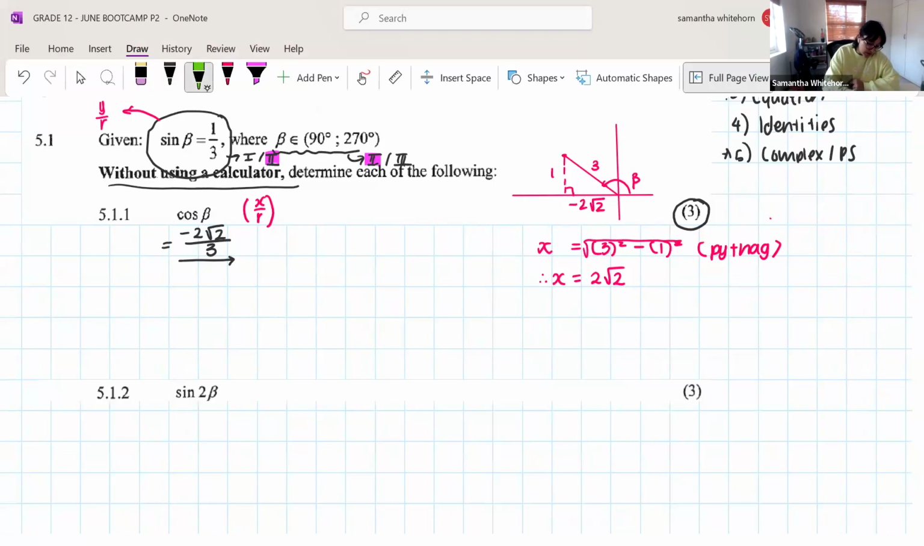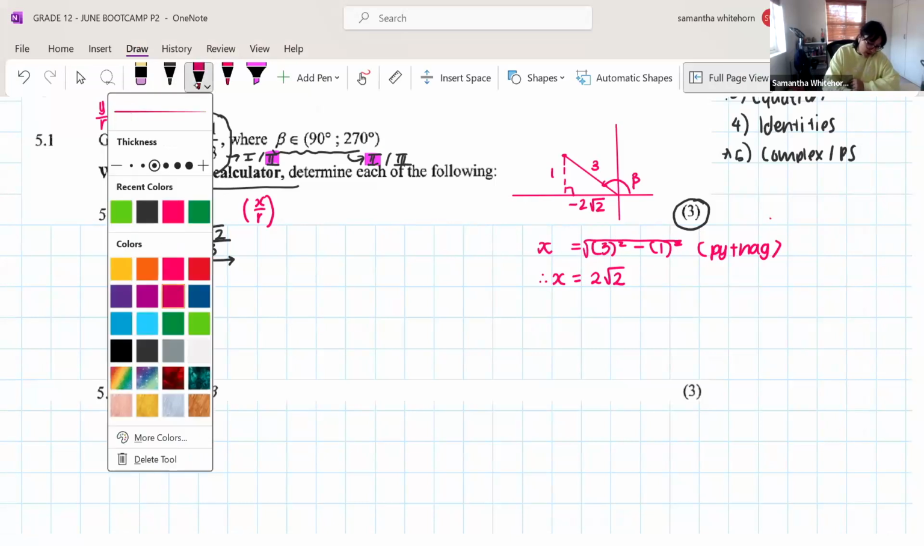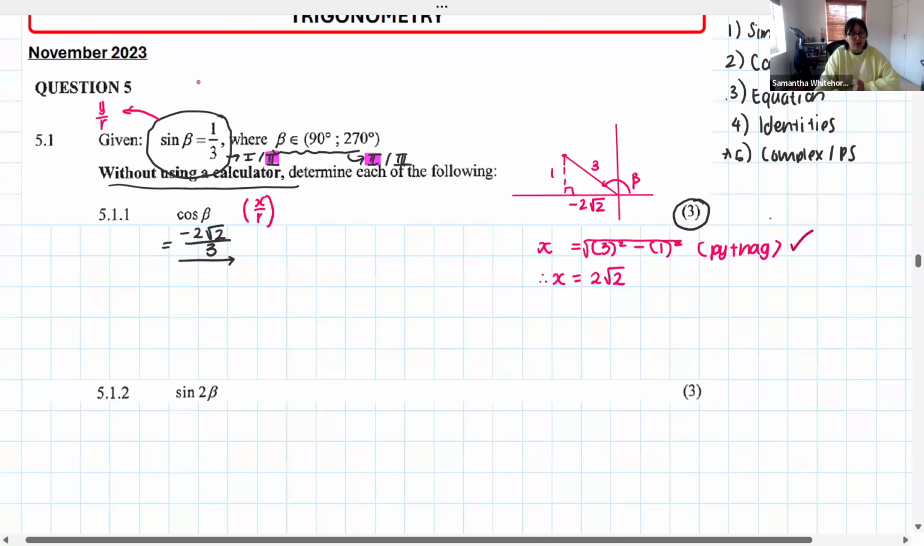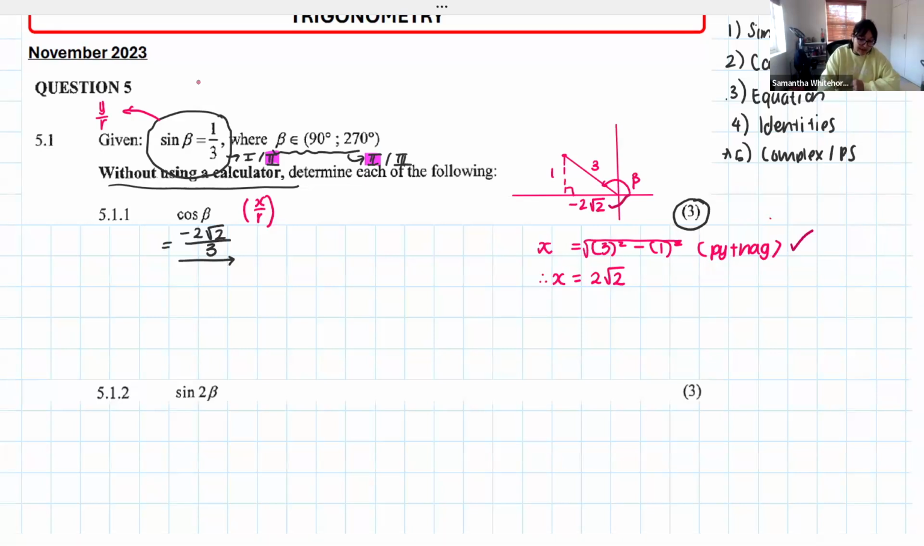Okay, so can you see this question quickly? What is your mark allocation? You're going to get a mark for doing Pythagoras because you have to go and work out that x length. You're going to get a mark for understanding that x is negative 2 root 2. And then you get a final mark for your ratio for cos beta. So that's what I said earlier. You have to do Pythagoras, get your x value or whatever value you're working with, and then you're able to get your ratio. So that's the 3 marks that you get.